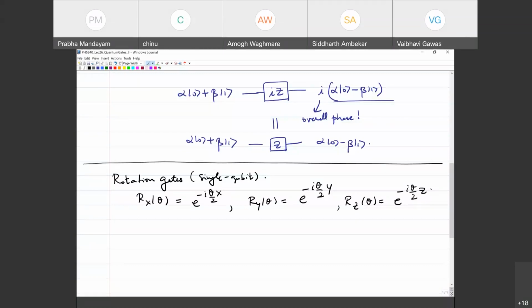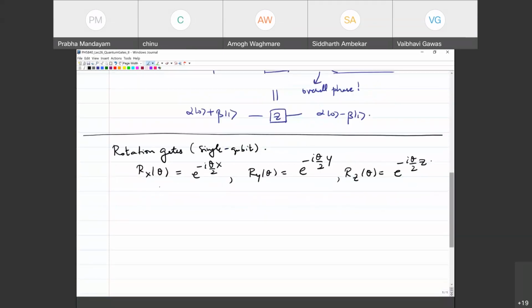And then we noted, was there a question? Okay. So, we noted that these are rotation gates because they each correspond to a rotation by angle theta, and that's why the argument here is theta. So, these gates correspond to a rotation by theta about the x, y, and z axis in the Bloch sphere representation.